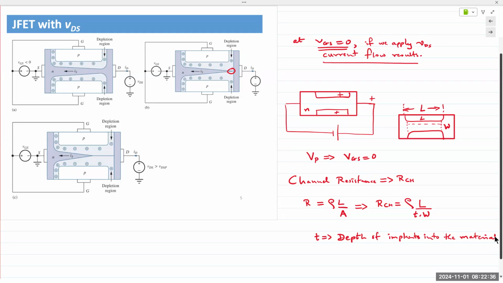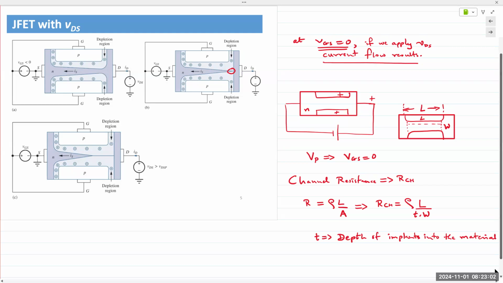Okay. So we keep referring to the channel being pinched off, right? But it's not quite pinched off. There is a small gap, so to speak. And through the depletion region, the electrons are able to travel through the channel and cross over to the other side. So the current flow keeps flowing.